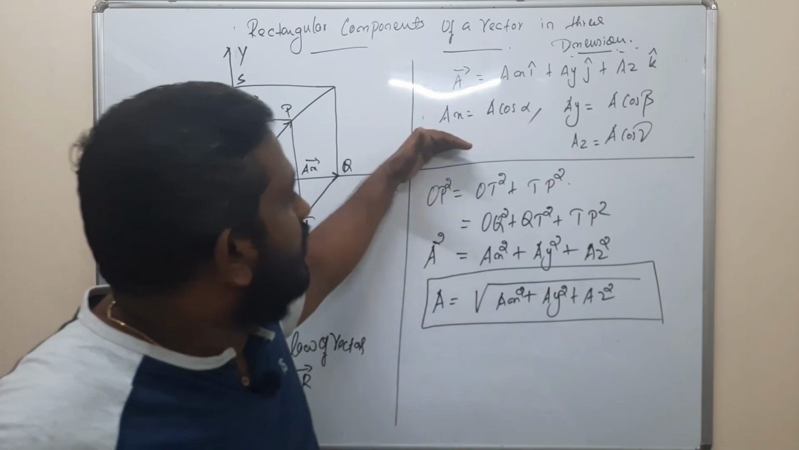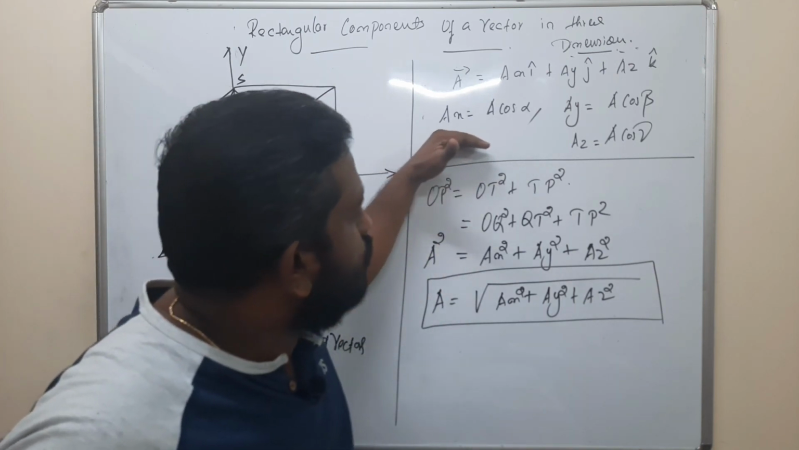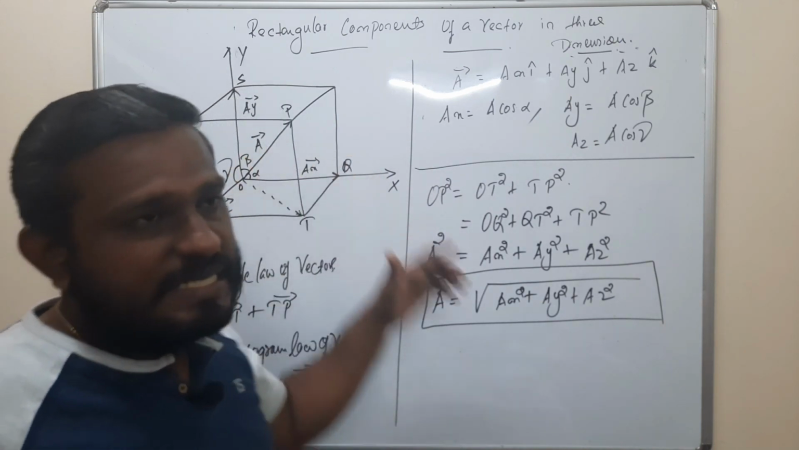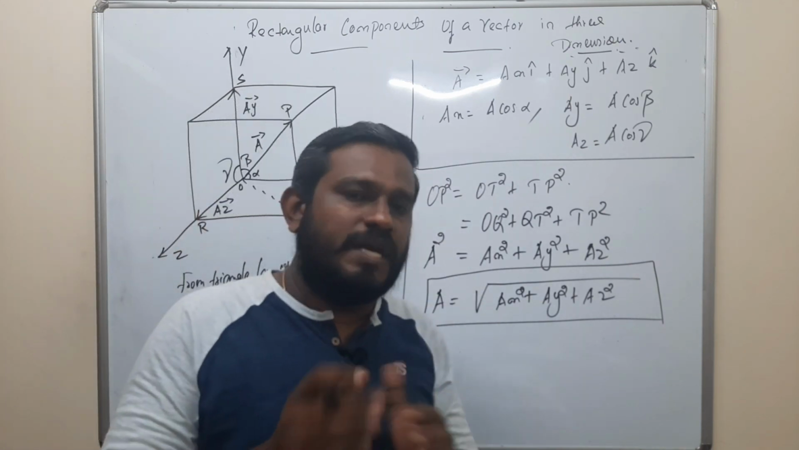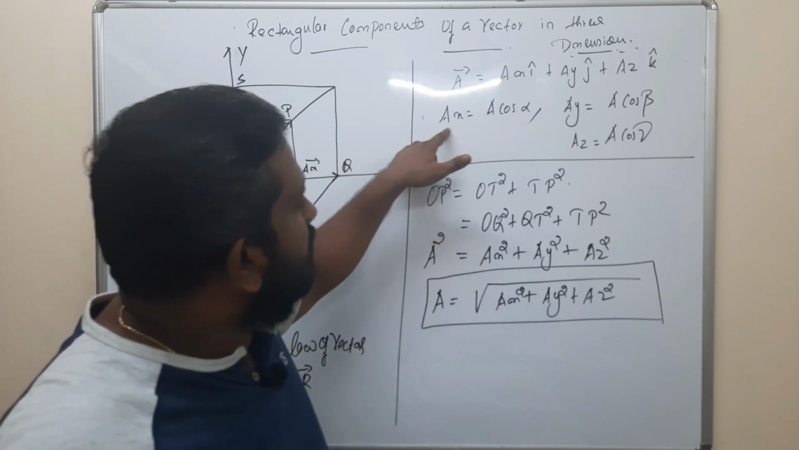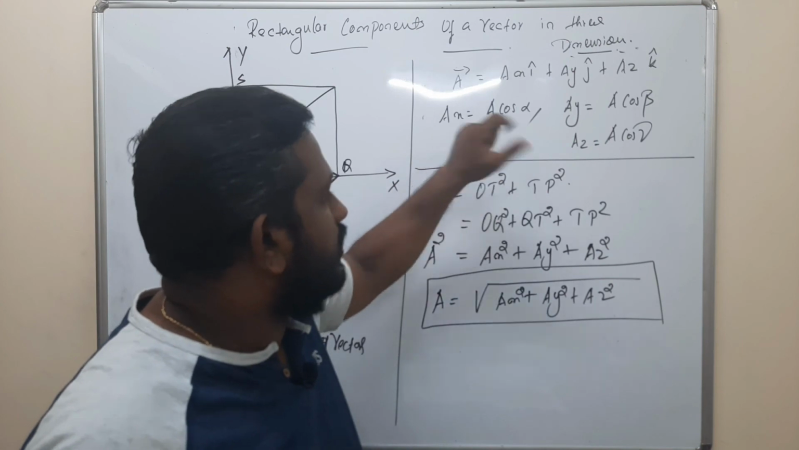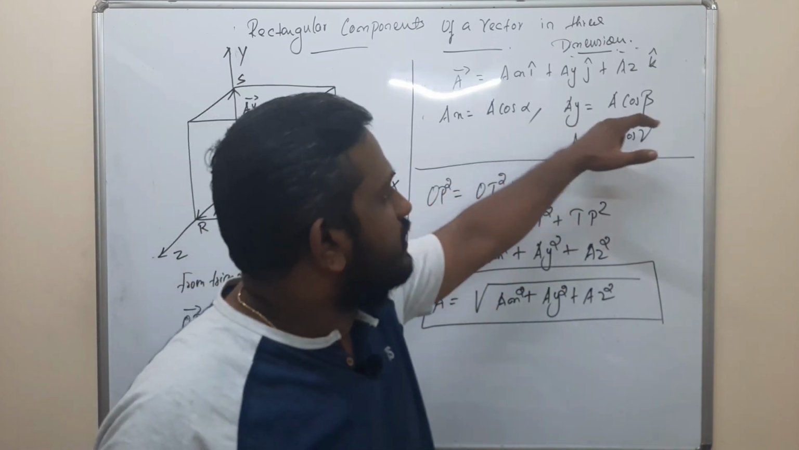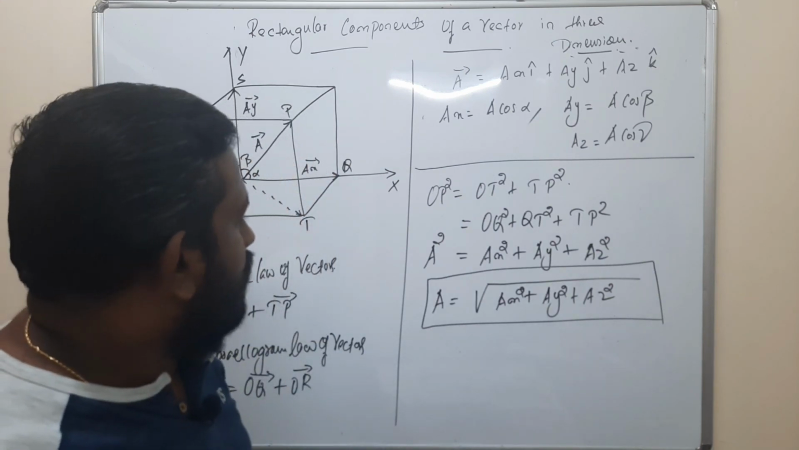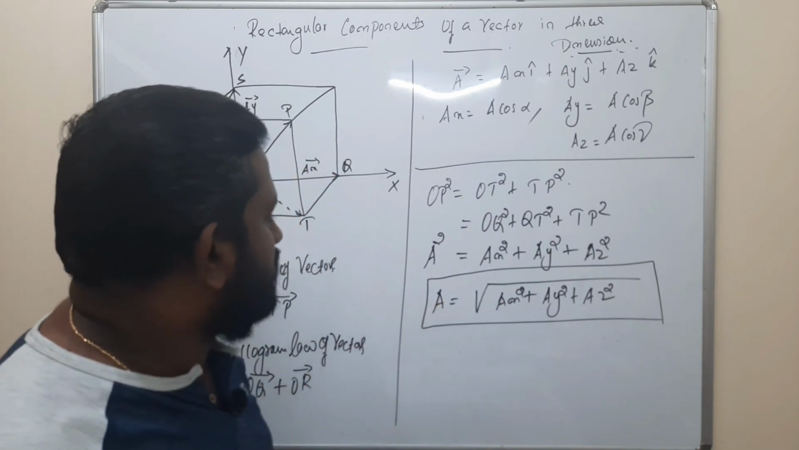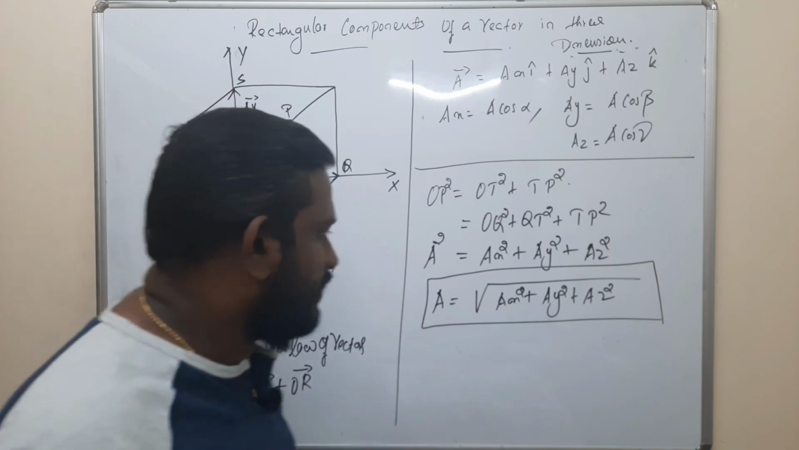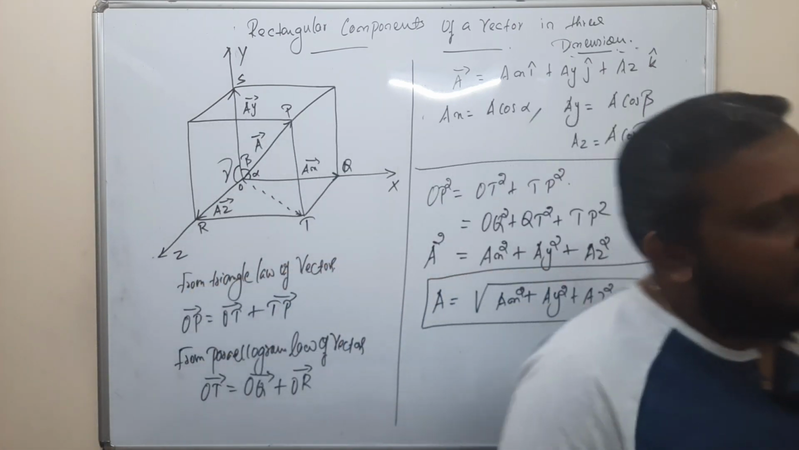Okay? So the X, Y and Z components can be found because the vector makes angles alpha, beta and gamma with the 3 axes. By that angle, the component along the X axis is equal to A cos alpha, AY is equal to A cos beta, and AZ is equal to A cos gamma. And the magnitude of this vector can be found with the formula A is equal to root of AX square plus AY square plus AZ square.